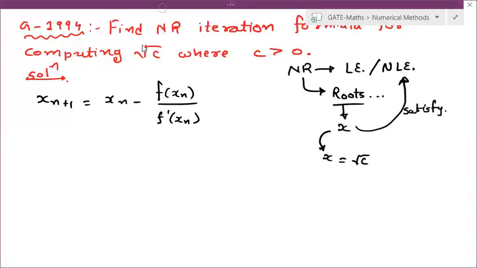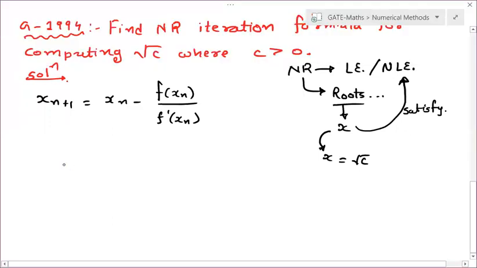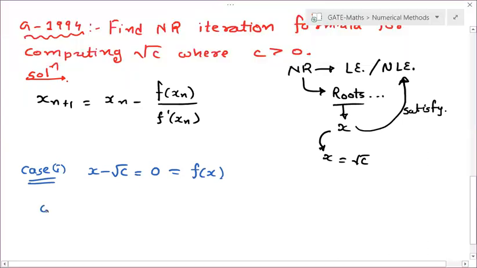Now suppose you are taking x is equal to root C directly. See over here. Suppose I am taking x is equal to root C, my first option. Let us take this case 1. I am assuming that my function is x minus root C equal to 0. Right. So this is my function over here. Okay. So if I use this function, then what will happen? Yes, I can find the value of xn plus 1. I just have to find this iteration formula, right? So for that, xn plus 1 equal to xn minus f of xn.